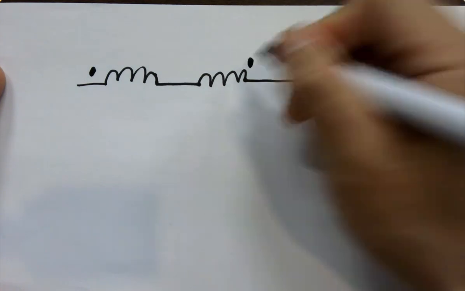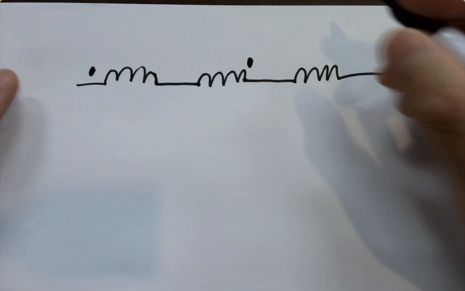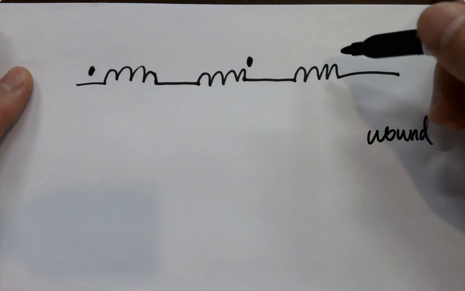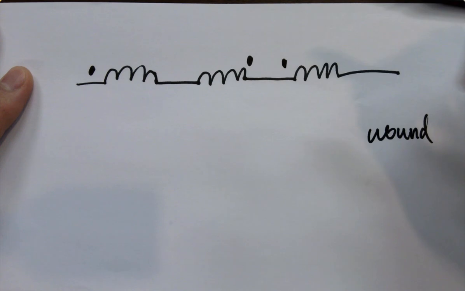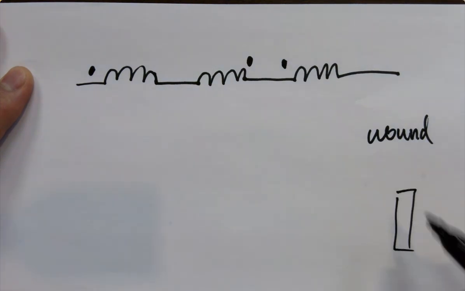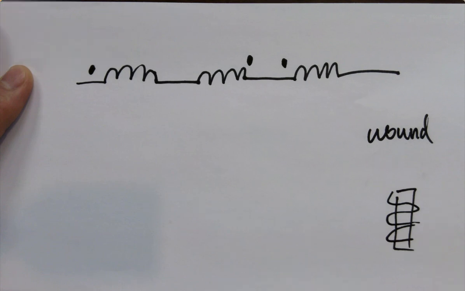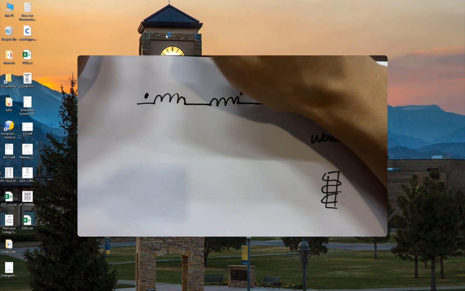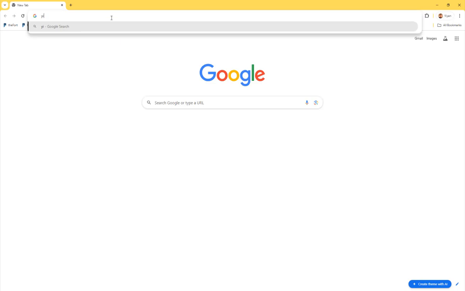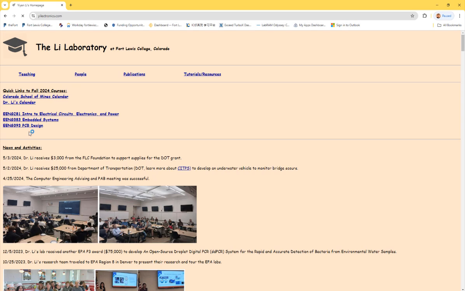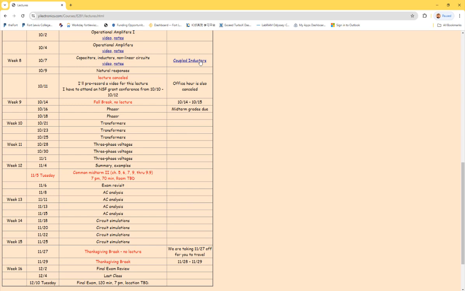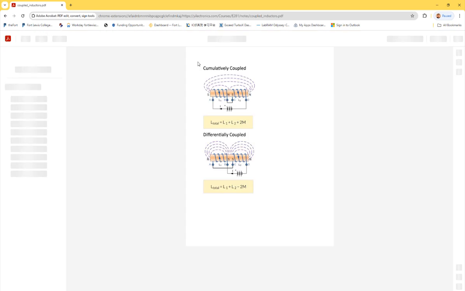to indicate whether they are wound in the same direction, because usually how that works is you wind a coil here, right? You wind a coil. I think I have a better example on my website. I know it's going to be confusing, so that's why I posted a PDF there. This one. Let's go to coupled inductors.